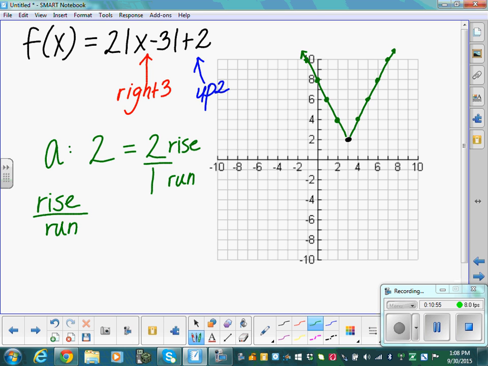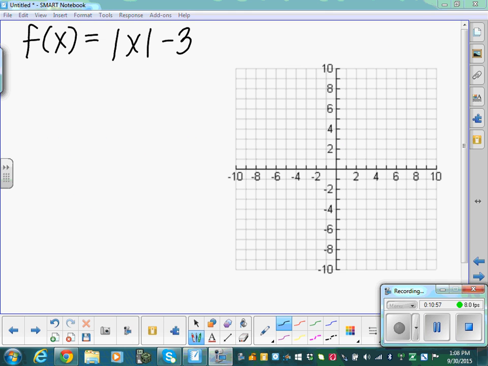All right, let's do another one. Looking at this one, first step, identify your shift. Where are we shifting left and right? Is there anything added inside the absolute value signs on this one? No. So we have no shift left and right.